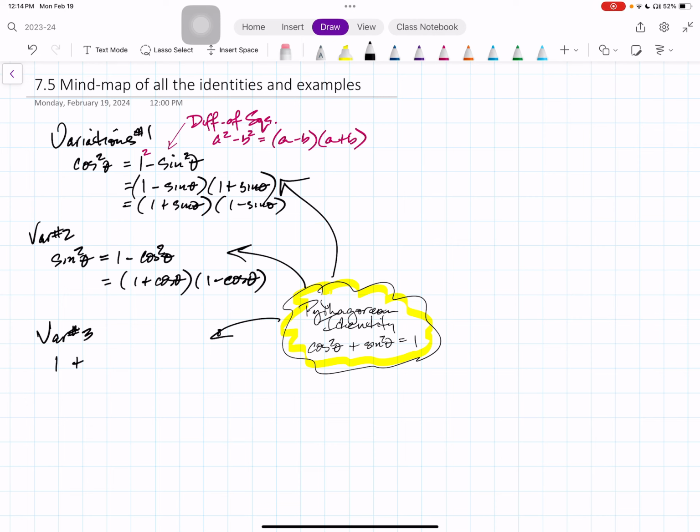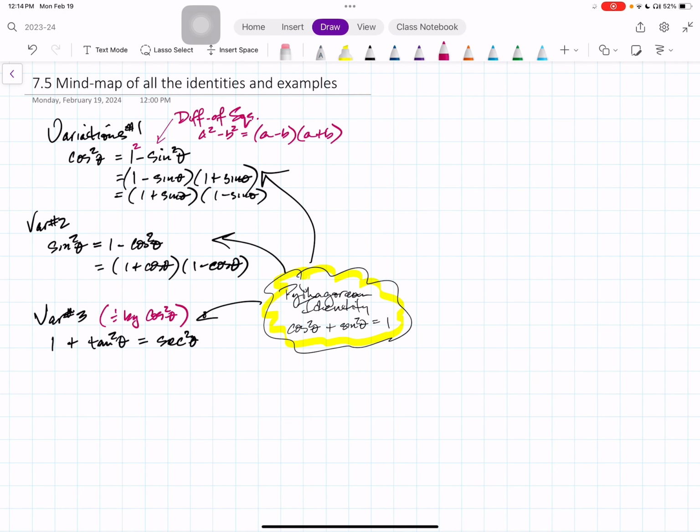If you take sine squared theta divided by cosine squared theta, you get tangent squared theta. And then on the right-hand side, 1 divided by cosine squared theta, well, guess what? That's secant squared theta. Look at that. That's variation number 3, just simply dividing by cosine squared theta. Just do that in your mind, and you should be able to generate this. We're in pre-calc here.